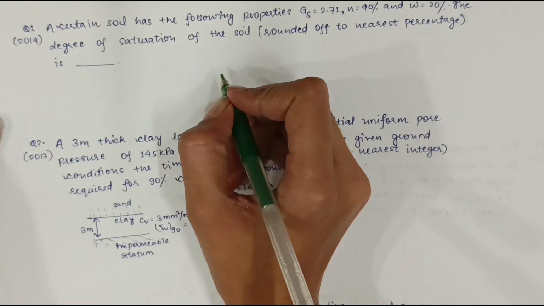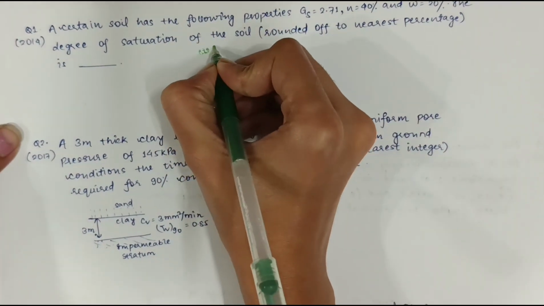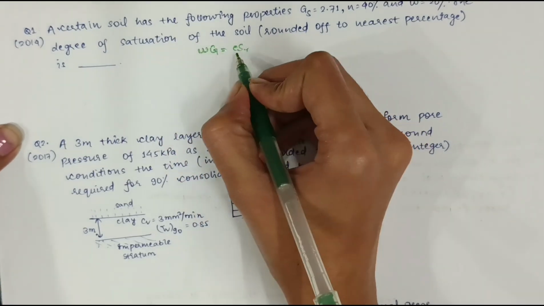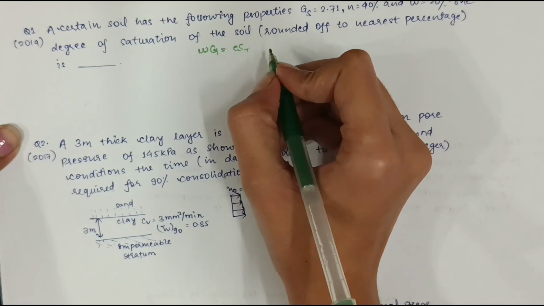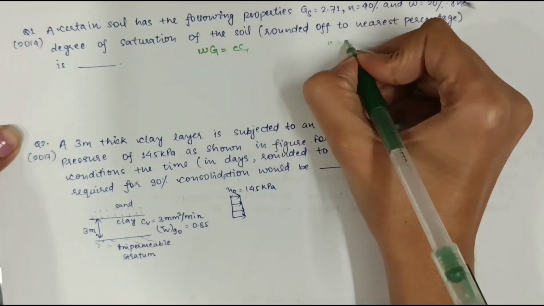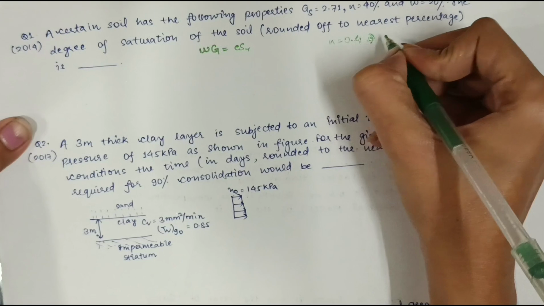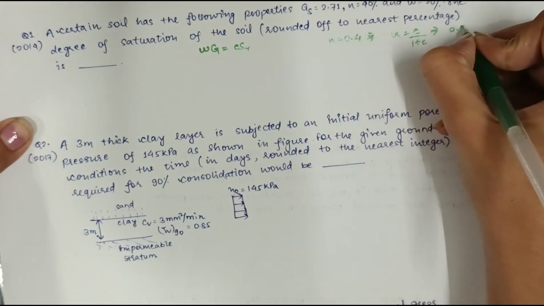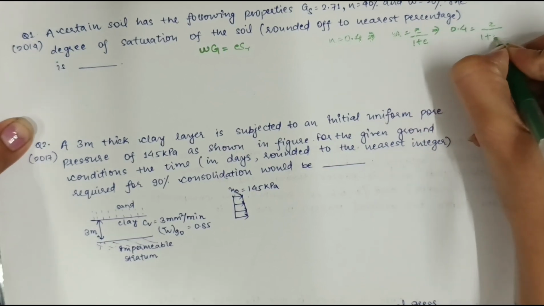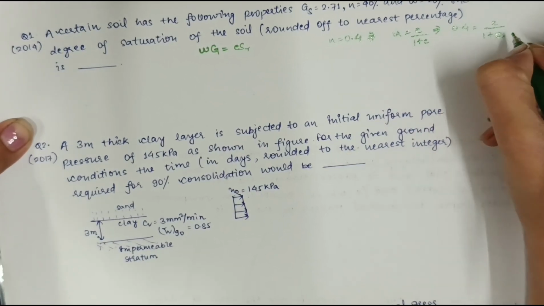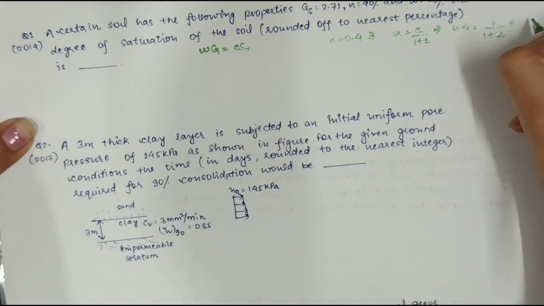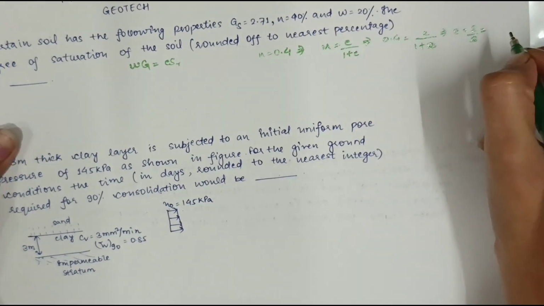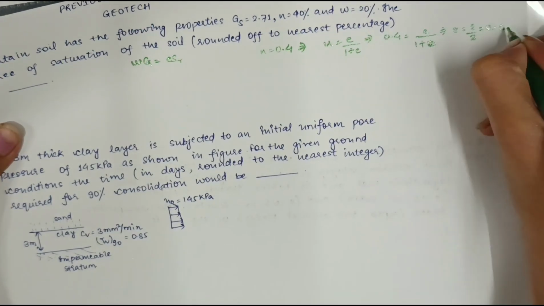Okay, so since we know the formula Wg equals e S_r, where W is the water content, G is the specific gravity, e is the void ratio, and S_r is the degree of saturation. So from here n is given as 40%. From this we will get to know e. n equals e upon 1 plus e. So from here 0.4 equals e by 1 plus e. Okay, e will come to 2 by 3, which is equal to 0.67.